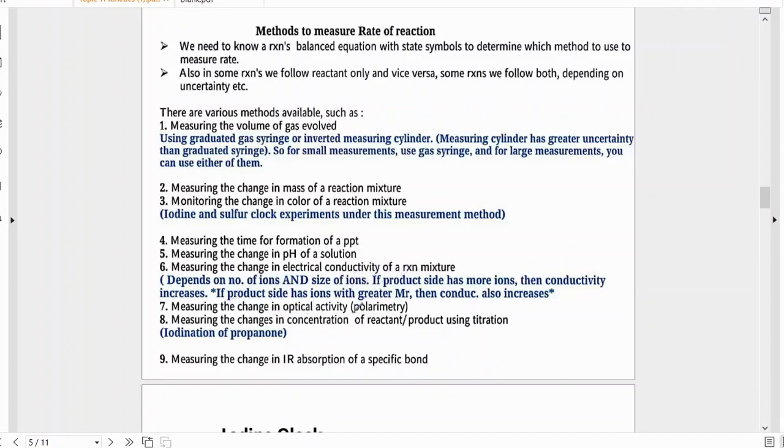Okay, measuring changes in optical activity, polarimetry, basically AS unit 2 physics stuff. Measuring changes in concentration of reactant or product using titration. One specific example is the iodination of propanone that is directly involved in the specification and needs to be memorized. We will study this in the next video, as well as the iodine and sulfur clock. Important thing. Next video. Lastly, measuring the change in infrared absorption of a specific bond over time gives us a measure of the rate of reaction. Done. Thank you.